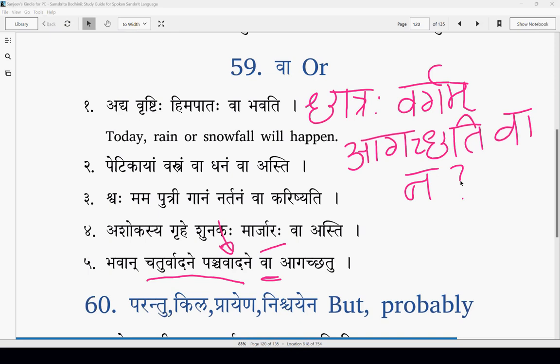Chhatraha vargam agachati va na agachati. There are two sentences here. Agachati va na agachati va. Now, if you just want to ask, is the student coming to the class? The proper usage is Chhatraha vargam agachati kim. Is it going to come to the class?